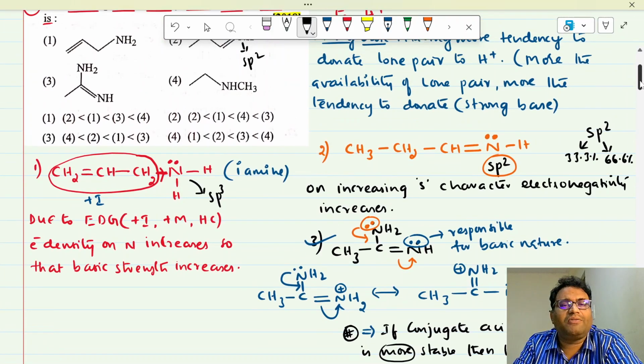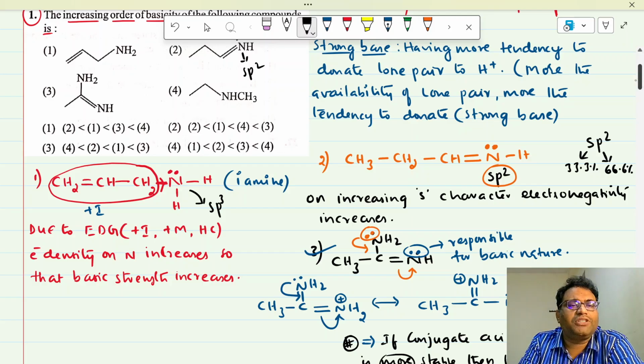So the third molecule, after donating this lone pair of electrons to H plus, becomes resonance stabilized. So this conjugate acid is more stable. That is the reason why it is more basic in strength. Okay, strong base. Coming to the fourth option.